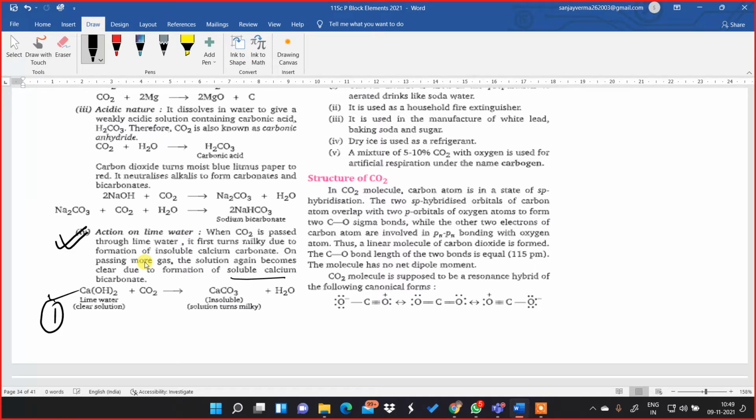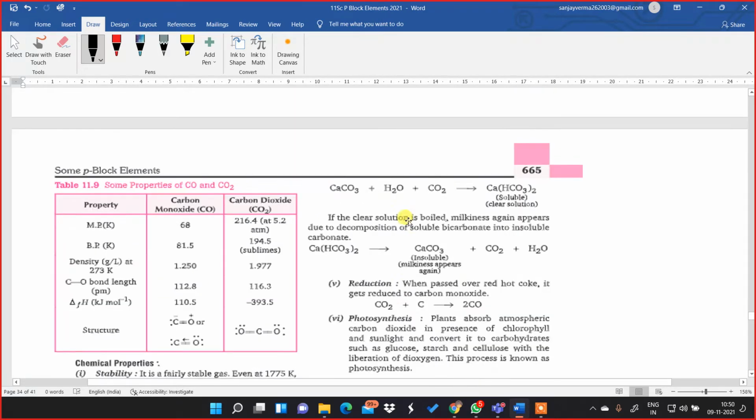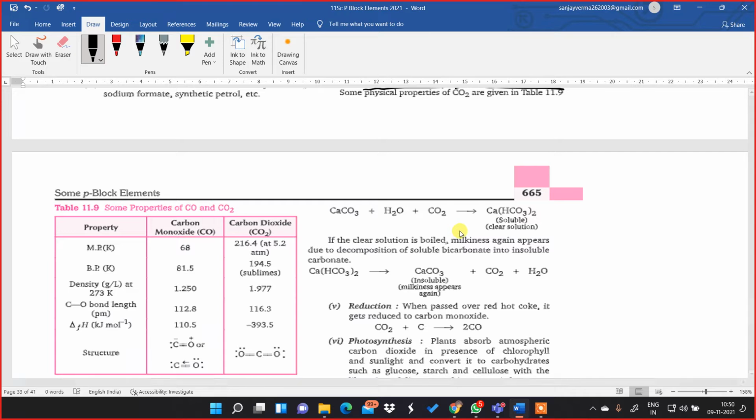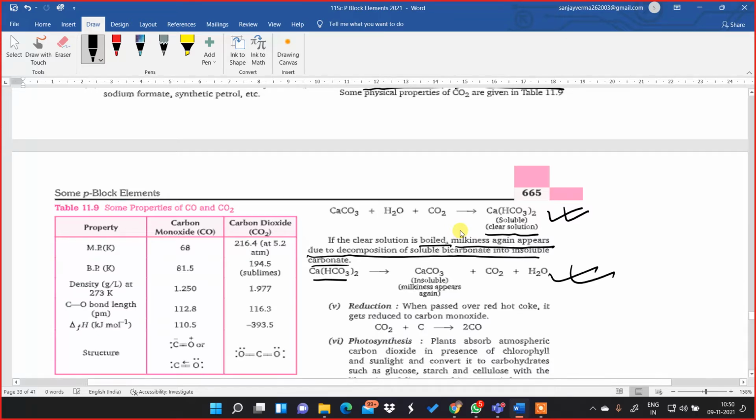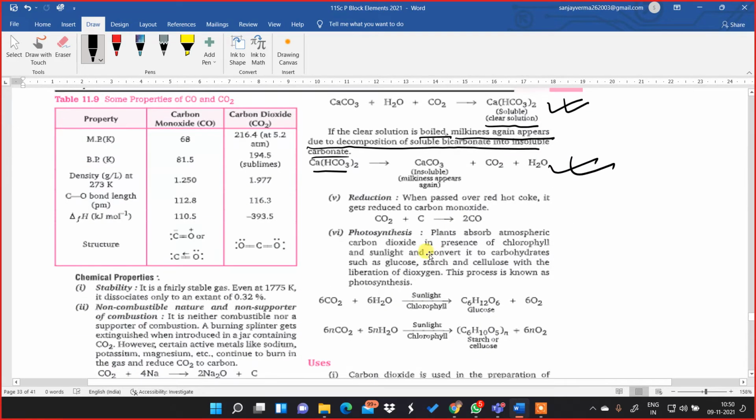Step one, where in the beginning, a solution is formed which is milky in color because of calcium carbonate. Okay. Then if you continue passing carbon dioxide further through this solution, then you will see that a clear solution of calcium bicarbonate is formed. So you have to remember this equation. Okay. Now, if this clear solution is boiled, milkiness appears again due to decomposition of the bicarbonate into insoluble carbonate. So till here you learn the equations. Okay. Then after that, reducing ethanol is not required.